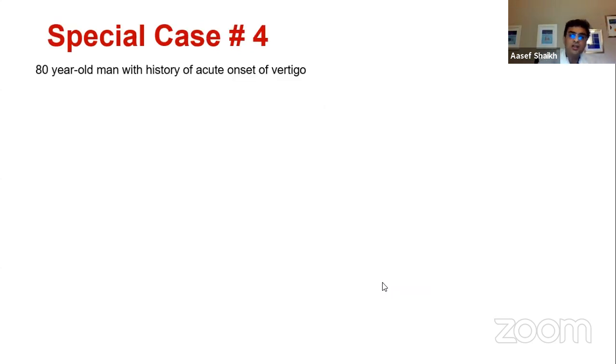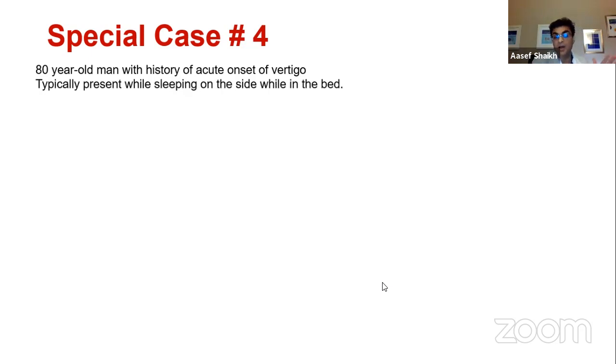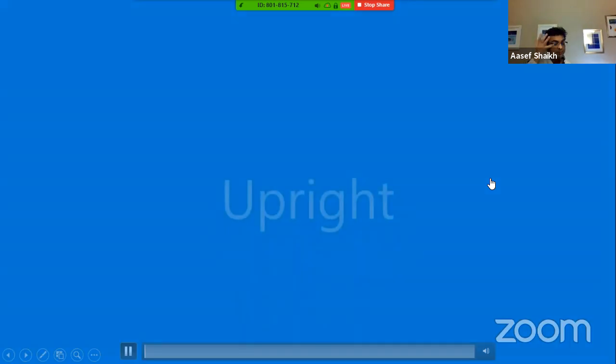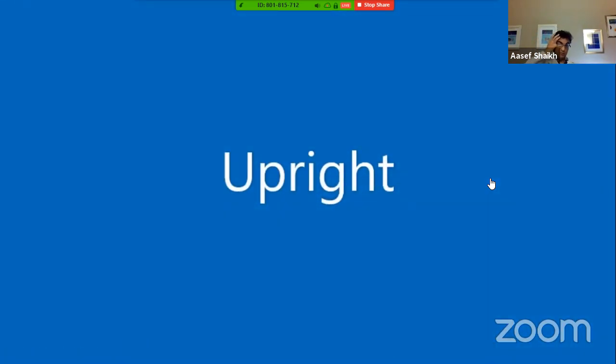Now, another interesting case: an 80-year-old man with acute onset of vertigo, typically present when he was sleeping on the side, while he was in the bed. When I looked at him, when he was upright, he was fine. Look at my finger. Camera. Finger. Camera. Finger. Now he's fine. Okay.